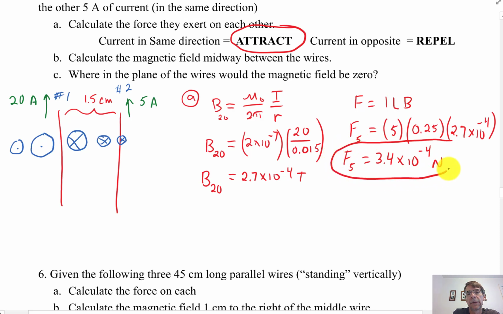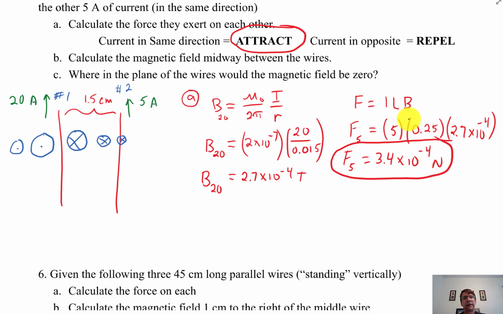Okay. Calculate the force they exert on each other. Well, that's the force that wire number 1 exerts on wire number 2. But we can use Newton's third law. It says if wire number 1 exerts that force on wire number 2, then wire number 2 exerts that force on wire number 1. So that's the answer. That's the force they exert on each other. That is the answer to part A.